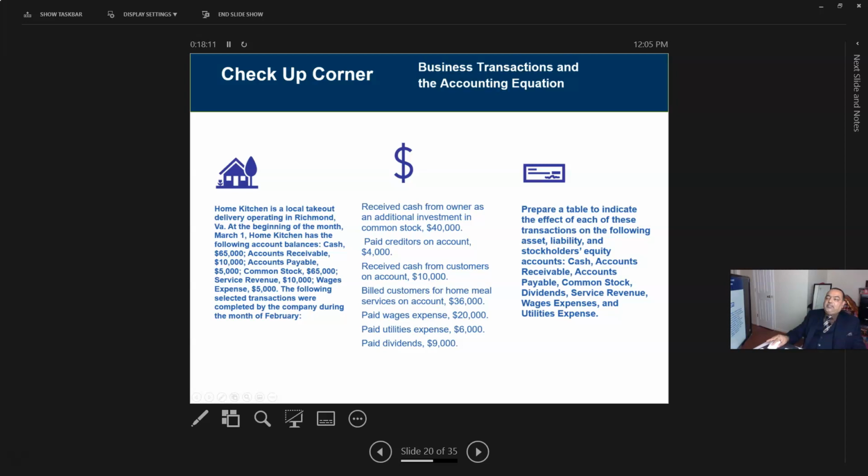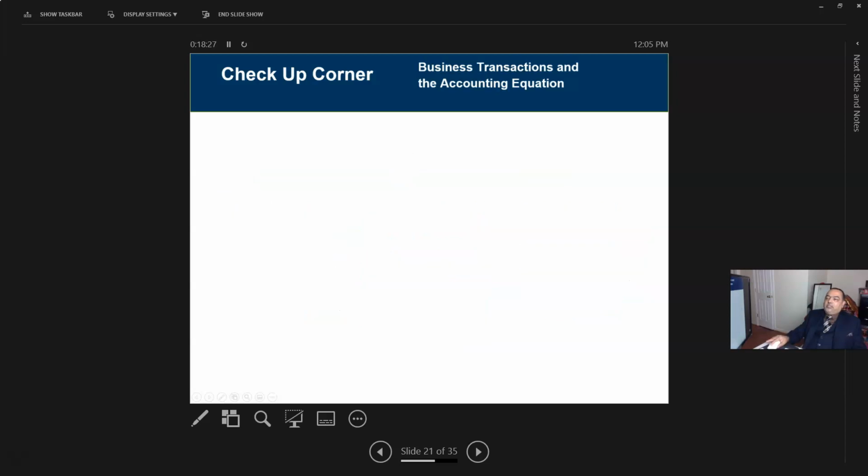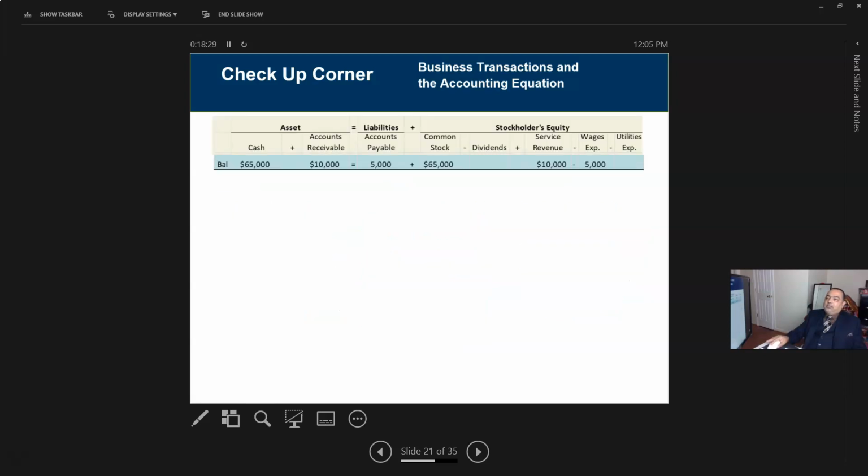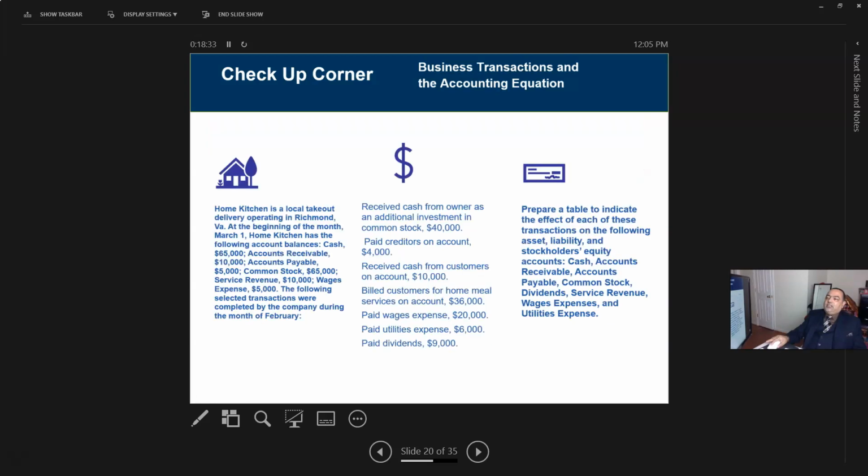The following selected transactions were completed by the company. So received cash from the owner as additional investment. Like we learned in the previous one, we had a cash of 65, so I'm getting 40,000 more cash. So that's how I'll be accounting that aspect. So if you look at that one, that's what is happening. So let's read all that and then we'll take that one by one.